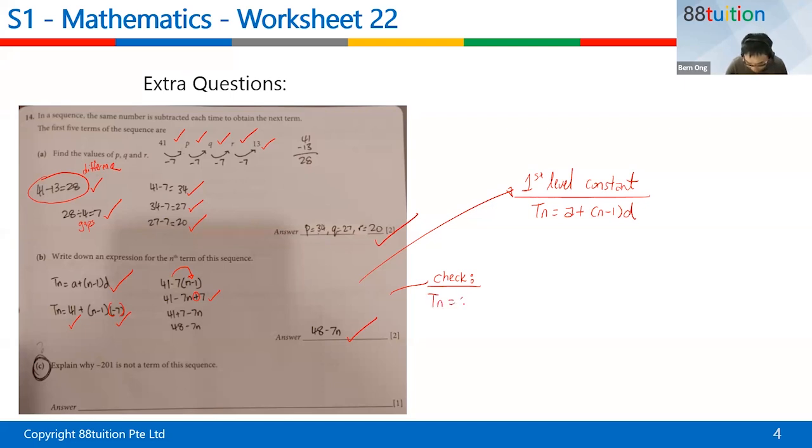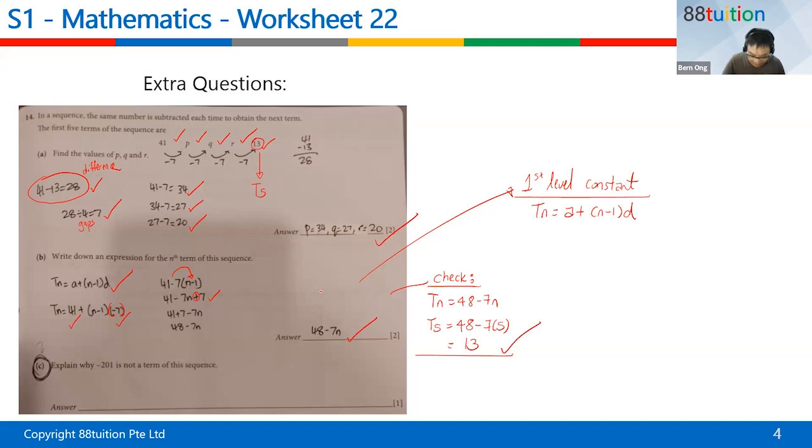So term n is equal to 48 minus 7n, right? So maybe you just do a check. For example, this is called term 5: 1, 2, 3, 4, 5. Let's look for term 5. Is it the right answer or not? Minus 7 bracket 5. What is 48 minus 35? It's 13. You got it. It's correct.